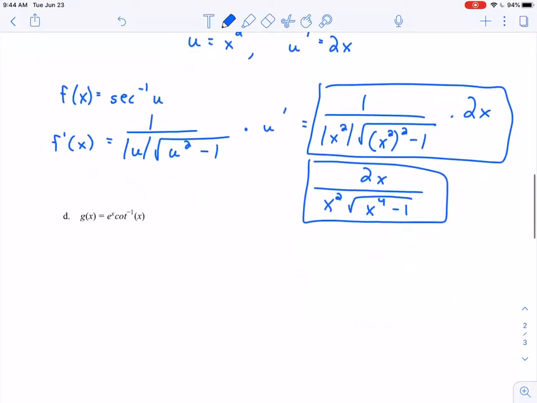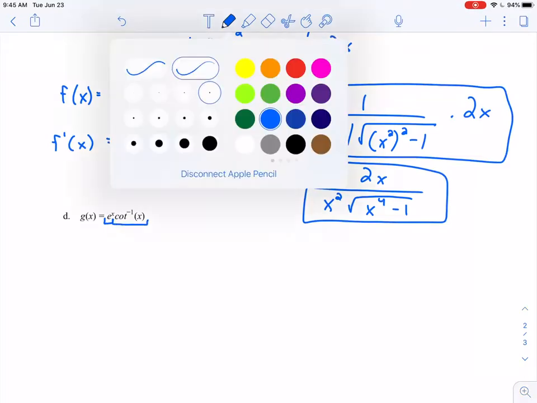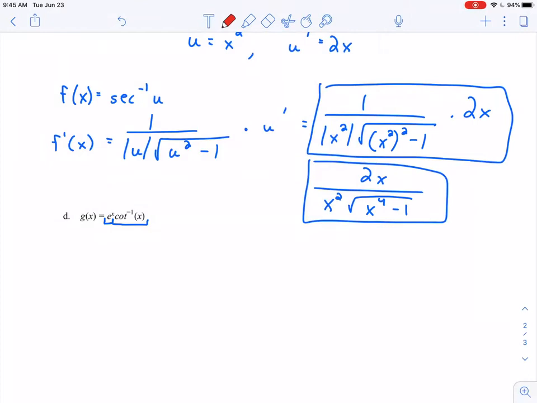Just a couple more here. Here I've got g of x equals e to the x times cotangent inverse of x. So I have e to the x times cotangent inverse of x. I look at that and I'm saying, well, I said times, I'm multiplying those two things. This is going to be a product rule.